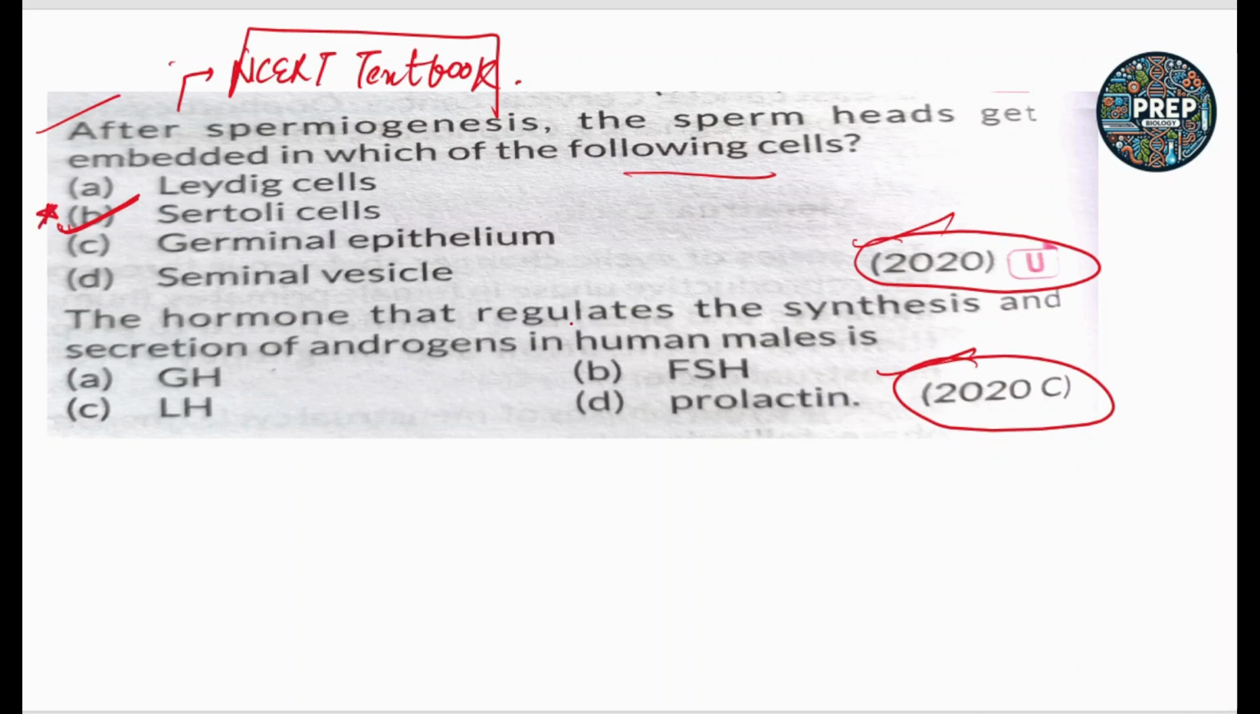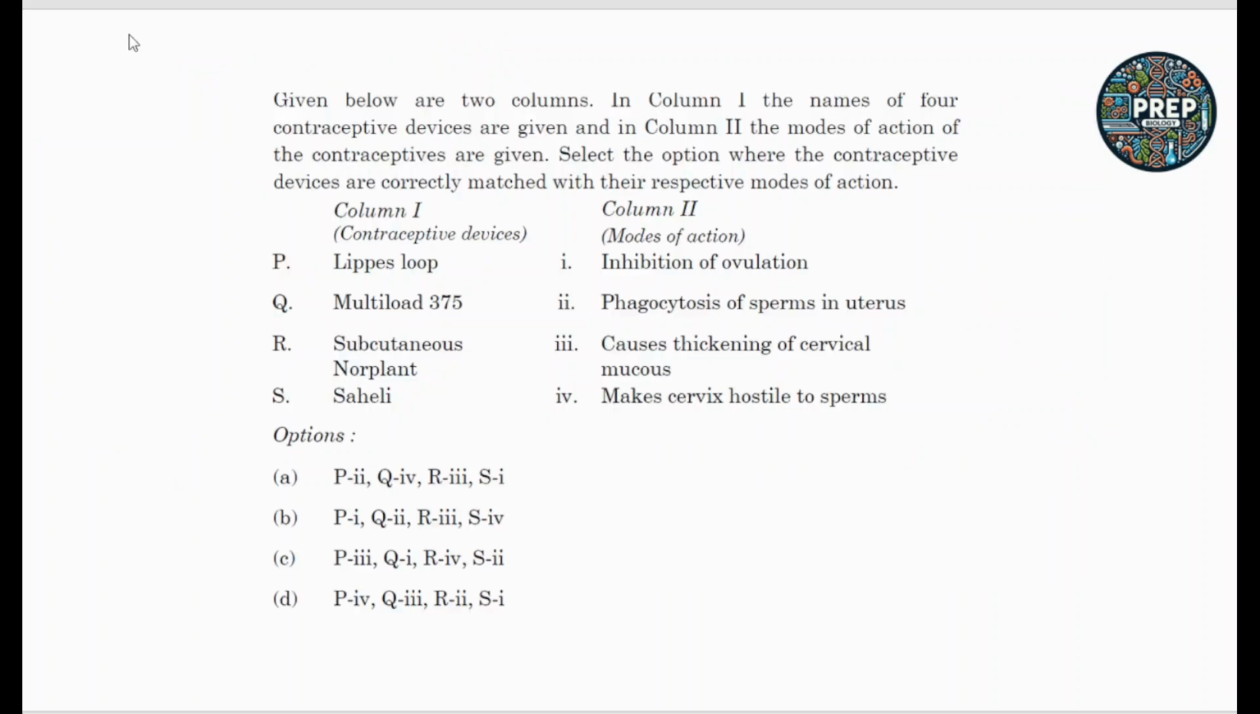Next question is, the hormone that regulates the synthesis and secretion of androgens in human males. Which hormone helps in the regulation of the synthesis and secretion of androgens in humans? The answer of this question is luteinizing hormone, LH, which is secreted by the pituitary gland. Okay, so this is the answer. Next question is the 2023 PYQ that was asked in your CBSE class 12th board examination.